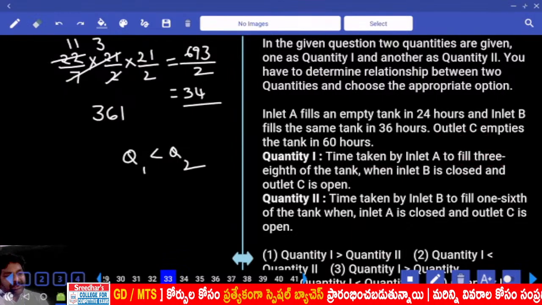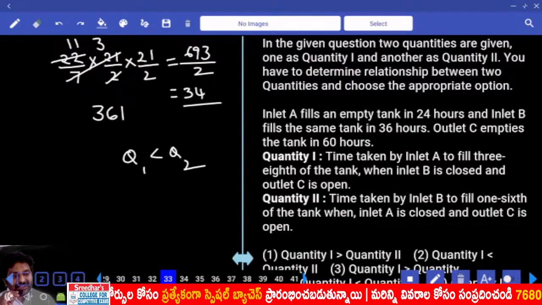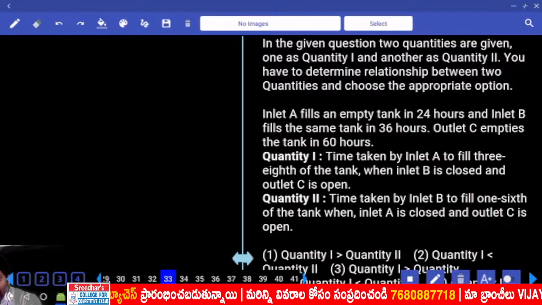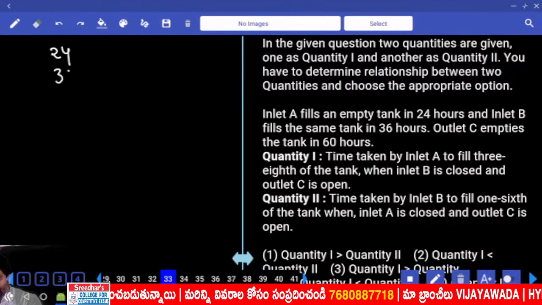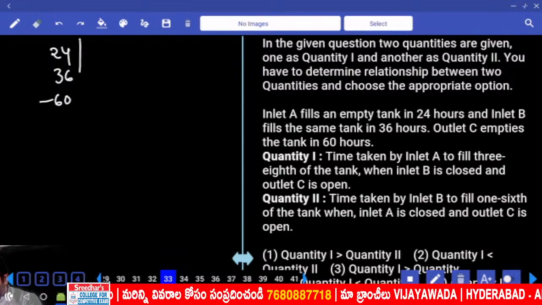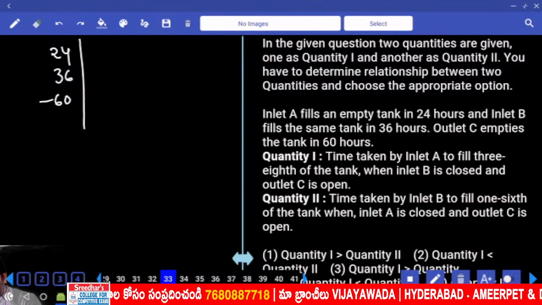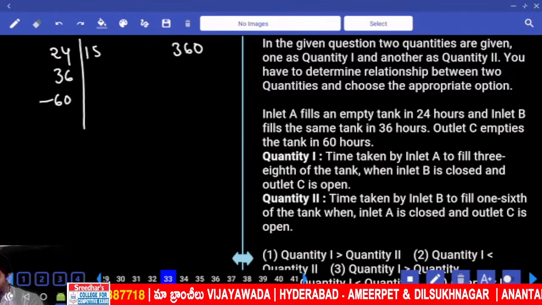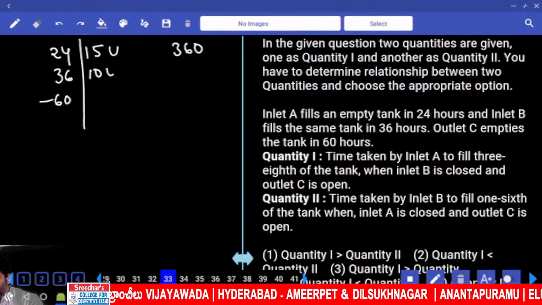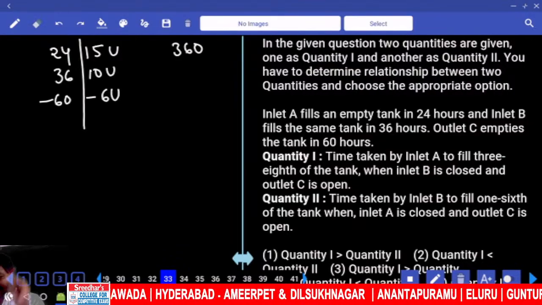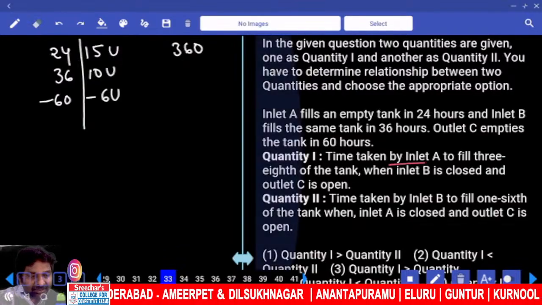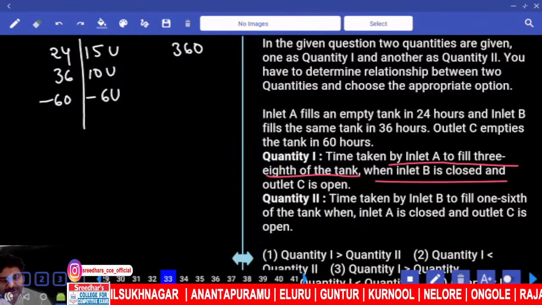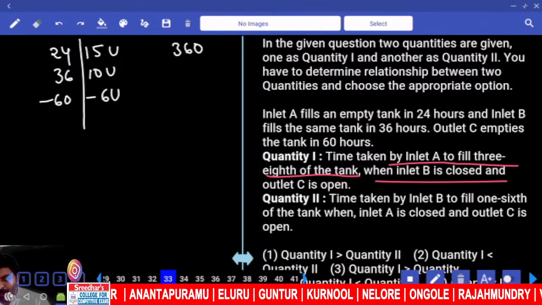Inlet A fills an empty tank in 24 hours. B fills the same tank in 36 hours. Outlet C empties the tank in 60 hours. A can fill it in 24, B 36, C empties in 60. LCM 360, 15 units, 10 units, minus 6 units. The time taken by inlet A to fill 3/8 of the tank when inlet B is closed and outlet C is open.